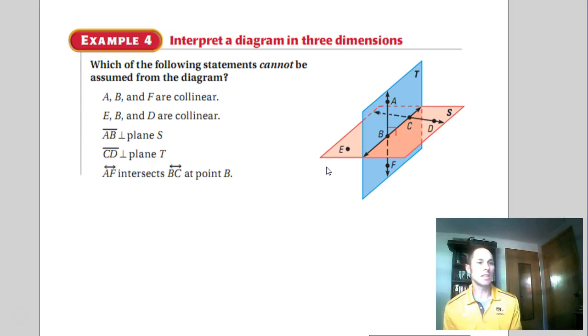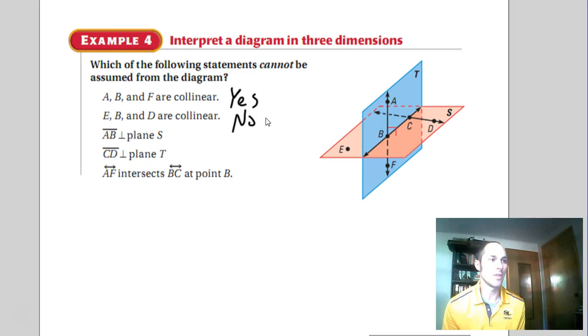Now let's take a look at some statements, see if we can interpret. I'd like you to try checking these 5 statements and see if we can assume the information given. Pause it and come back when you are ready. A, B, and F are collinear. Can we assume that? They're connected by a line, so yes. We know they're collinear. E, B, and D are collinear. Well, they're not connected by a line, so we cannot assume that they are collinear.